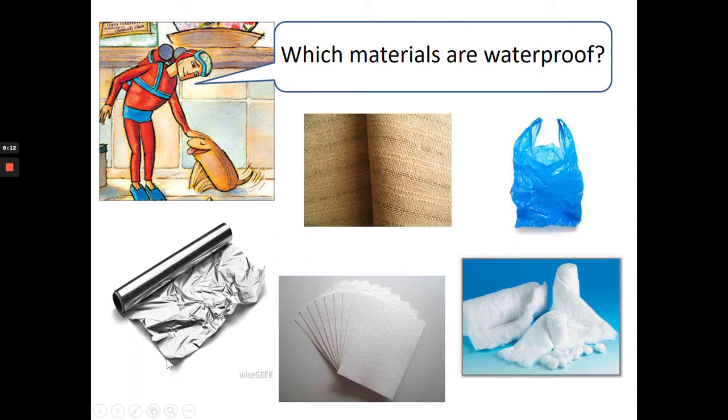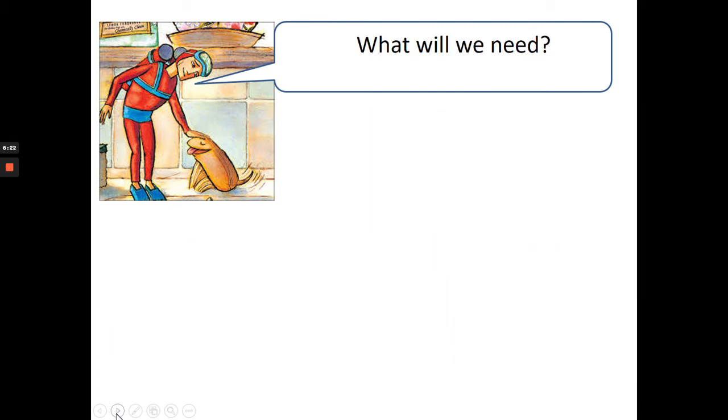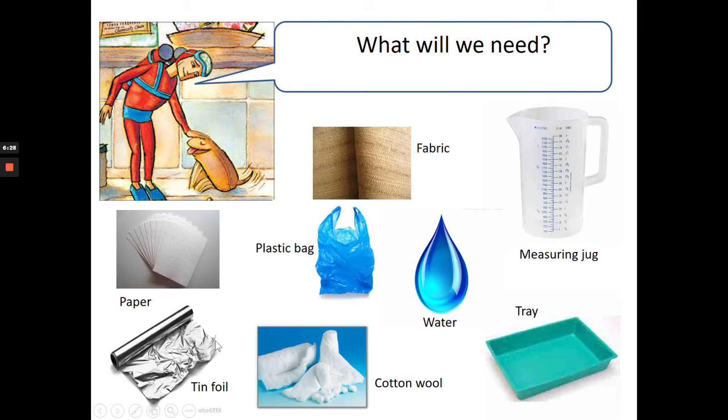Right, let's have a little look at the next slide. Traction Man's wondering, how can we test which materials are waterproof? And what will we need? Well, you're going to need the materials, aren't you? You're going to need some water. You'll also need a tray, or maybe you can do your experiment at the kitchen sink. And this measuring jug, if you have one at home, that will be very useful. We'll talk about that a little bit later.